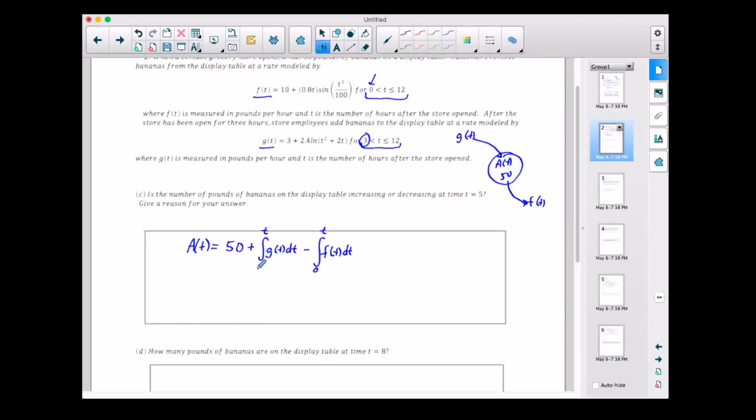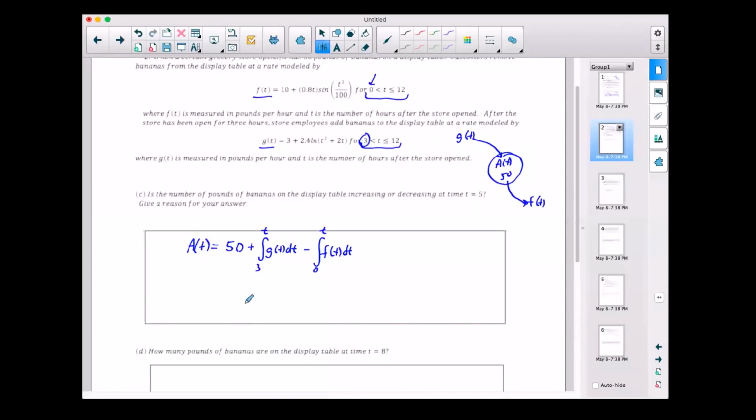And this caused a lot of problems because students were so used to just writing these two integrals as one big integral, and it forced them to separate them. That your amount is going to be your starting amount plus the integral of the rate in from when you start to when you stop, minus the integral of the rate out from when you start to when you stop. But in this case, the starting times aren't the same. And a bunch of students didn't catch that, and it cost them some points down the road. So our amount is actually equivalent to this.